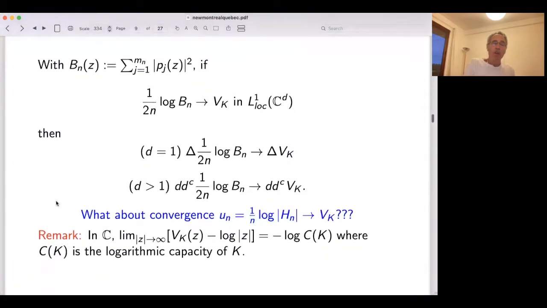I apologize, this remark at the bottom is completely out of order, but I didn't have any room to put it on other slides. I didn't want to add an extra slide just for the heck of it. So I will just remind you that in one variable, if you take this Green's function, v sub k, it grows logarithmically, and if you subtract log mod z, then at infinity, this difference actually has a value. If you like, the limit as you go to infinity of this difference has a value called the Robin constant of the compact set K, and that's the same as minus the log of the capacity of K. Okay, so just a reminder, and you'll see something related to this coming in later.